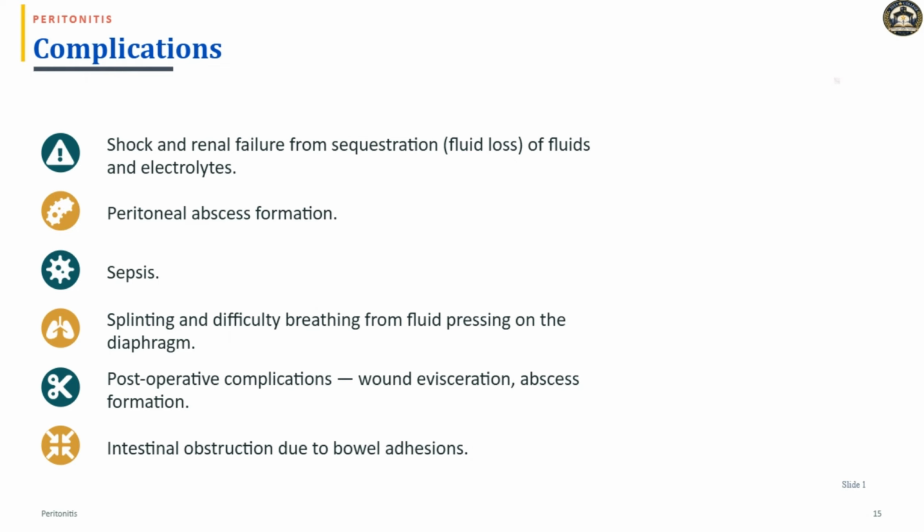Peritonitis can lead to several serious complications. These include shock and renal failure, which result from the sequestration or significant loss of fluids and electrolytes. Other potential complications are the formation of peritoneal abscesses and generalized sepsis.